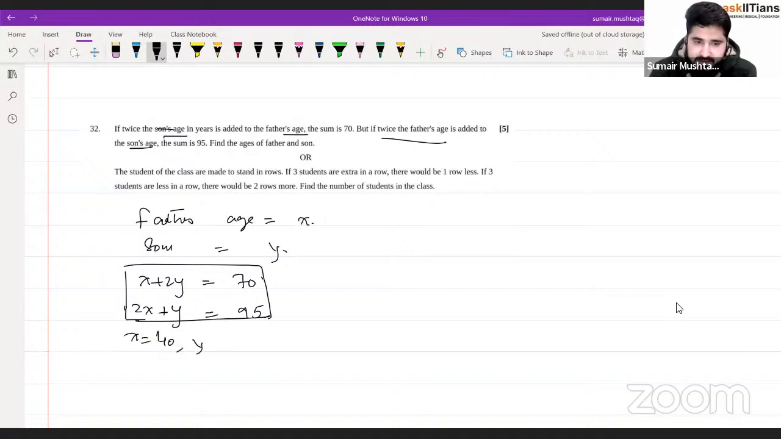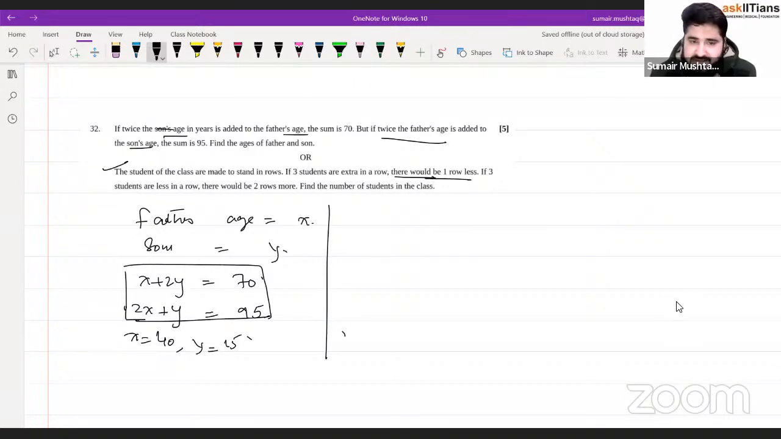By trial and error, you can get this as 50, because you can see it satisfies both of the things, right? You can do it, but apply the proper method: apply the cross multiplication, apply the substitution, apply the elimination. Whichever method is applicable, you can go for it. See, one more question. This is a little bit tough, you can say.